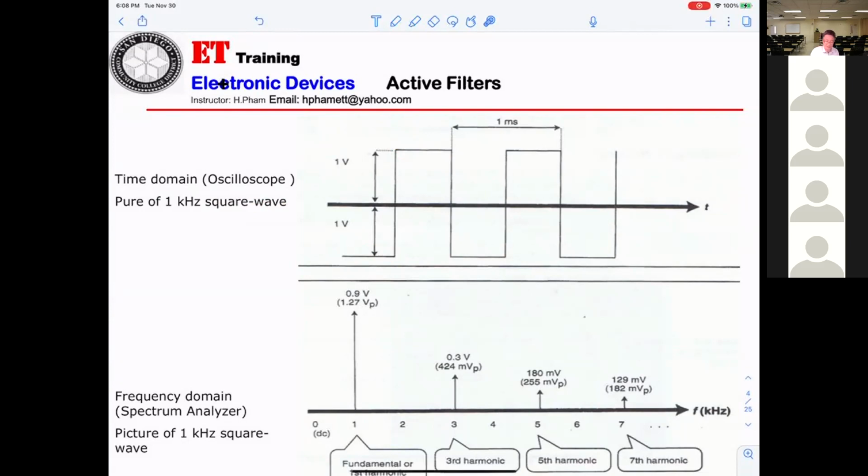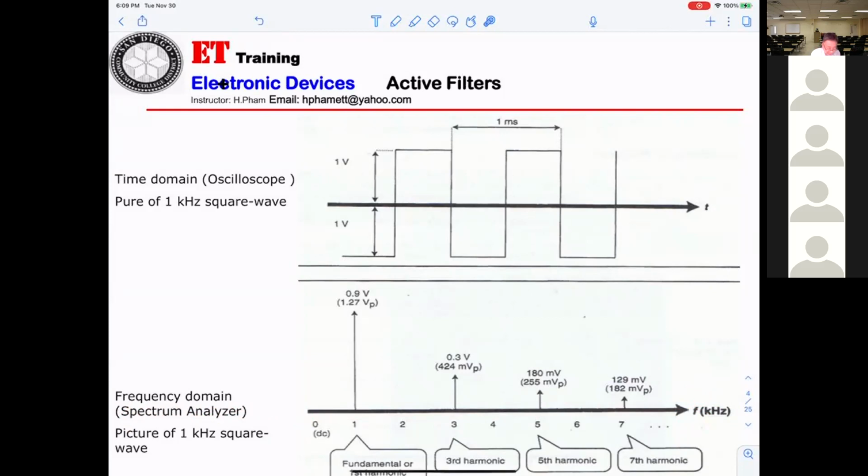However, this is the time domain. That means the signal will be displayed on the oscilloscope. And then we're going down here to the frequency domain. The frequency domain will be displayed on the spectrum analyzer. That's right here, the spectrum analyzer. This is frequency.